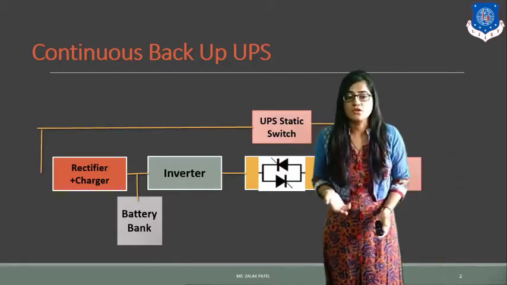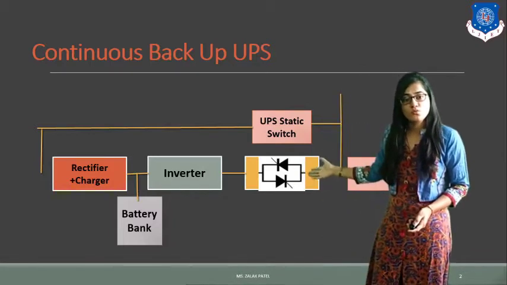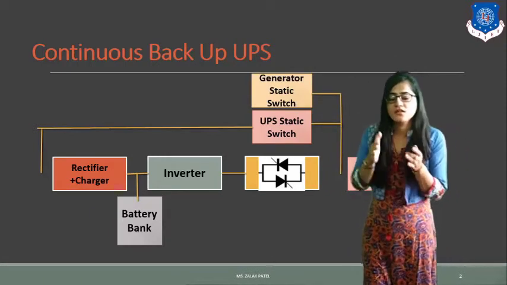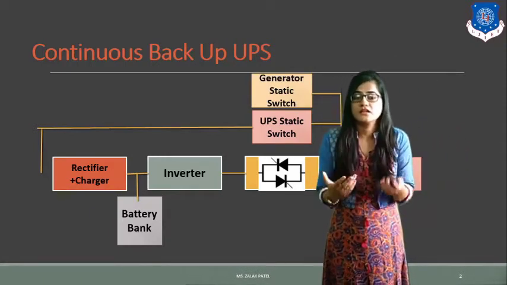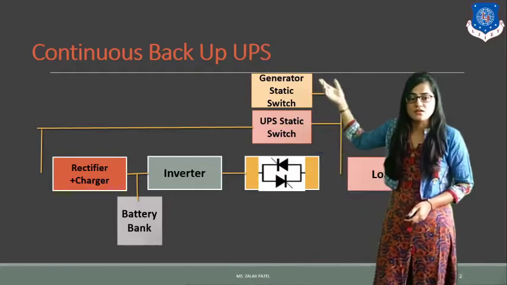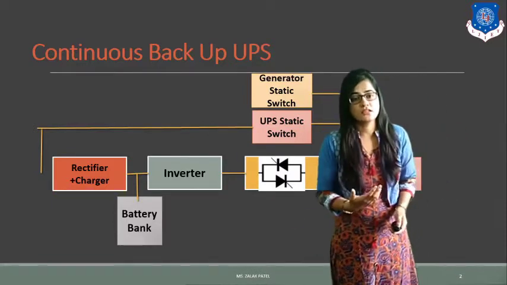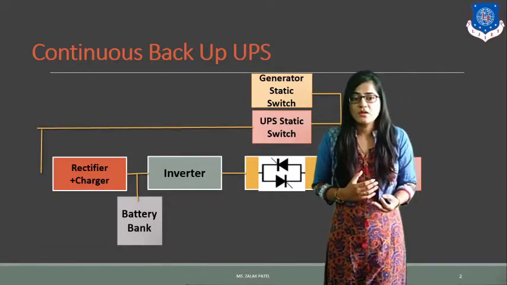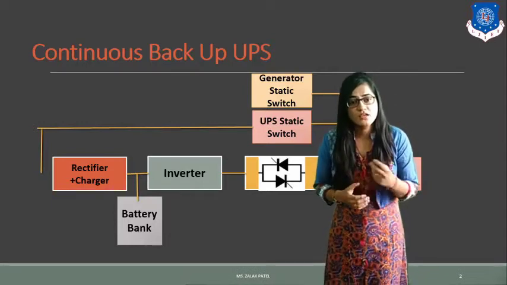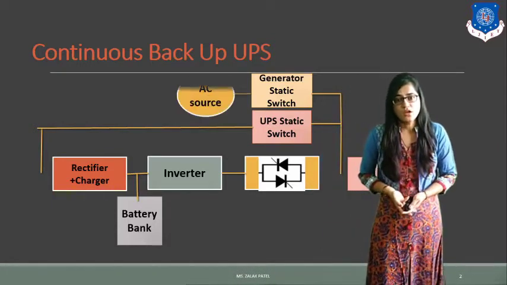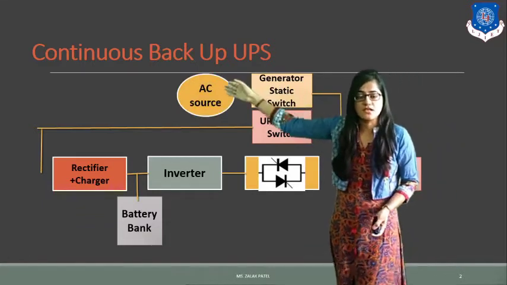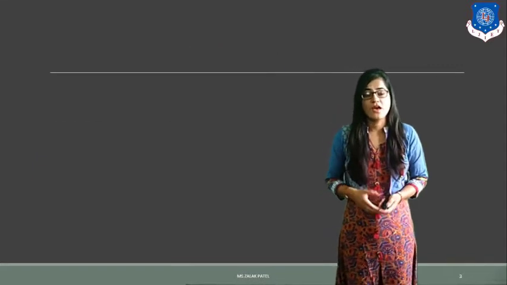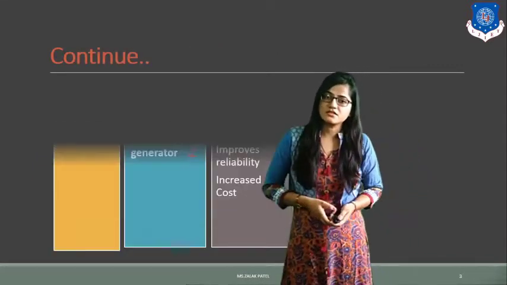The UPS static switch also works as two anti-parallel SCRs connected back to back, and here the change between the online UPS and the continuous backup UPS is this generator static switch. This generator static switch is connected with the AC mains so that the uninterruptible power supply will be continuously given to any device. After the generator static switch, the AC source is connected to it. So the block diagram has a change of the generator switch.